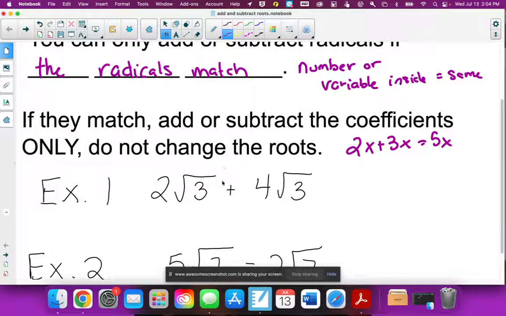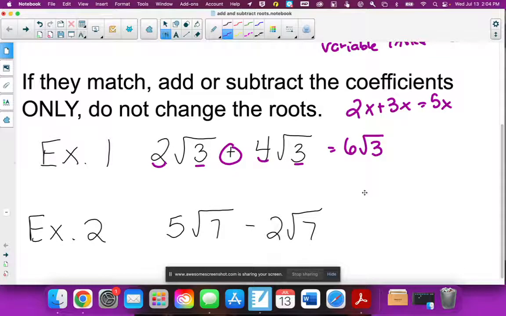Okay, so if they match. For the first one, 2 times the square root of 3 plus 4 times the square root of 3, the radicals match. So all I'm going to do is take a look at the coefficients, and I'm going to add. So this is going to be 6 times the square root of 3. That easy. Okay, same thing for subtracting. I'm going to check my radicals. Do my radicals match? Yes. Look at my coefficients. Look at my operation. 5 minus 2 is 3. 3 times the square root of 7. Okay, very, very easy if they already match.